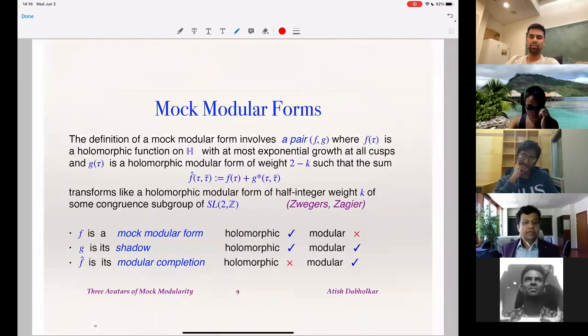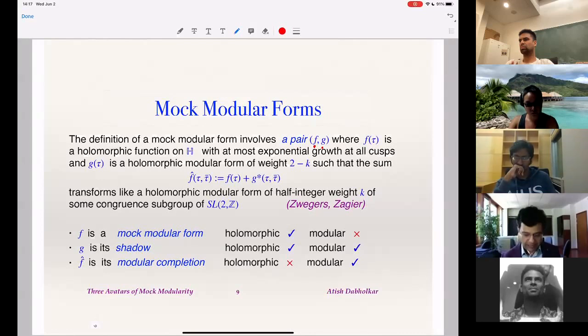Sure. So now let's come to the mock modular form. What is a mock modular form? There is a slightly more complicated story, but in the simplest context, the definition of a mock modular form involves actually a pair of functions, not just one function. It's a pair of functions f and g, where f of tau is a holomorphic function of the kind that we have been thinking about, the ordinary modular form, with some growth properties at, let's say, imaginary tau going to infinity. And g of tau is a holomorphic modular form of the kind that we discussed, of weight 2 minus k, such that f of tau a priori does not have any nice modular properties.